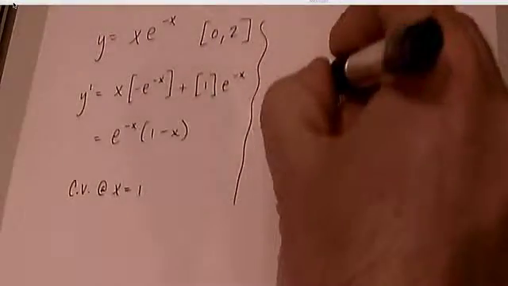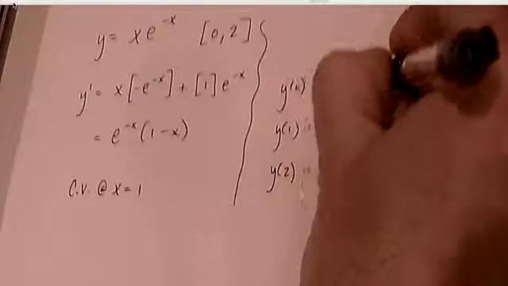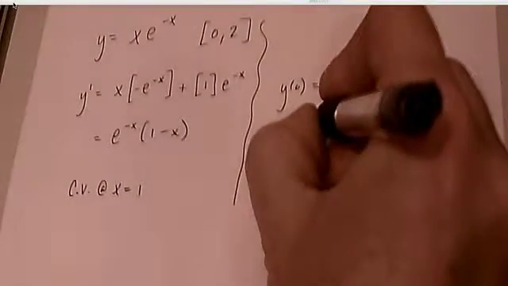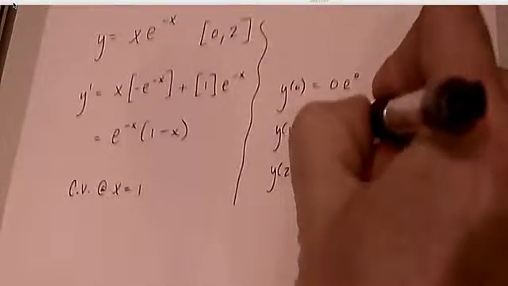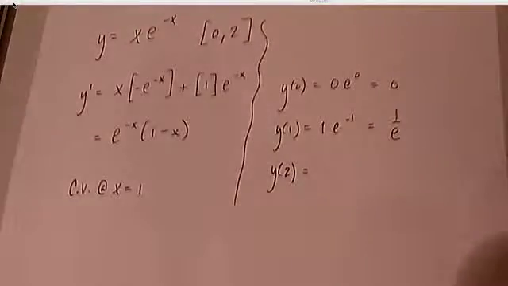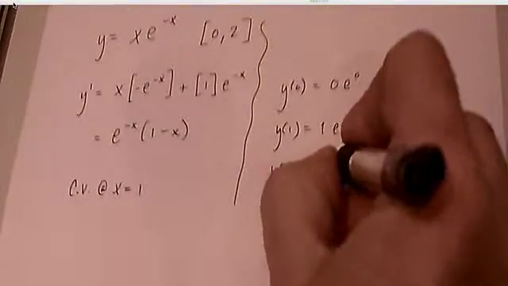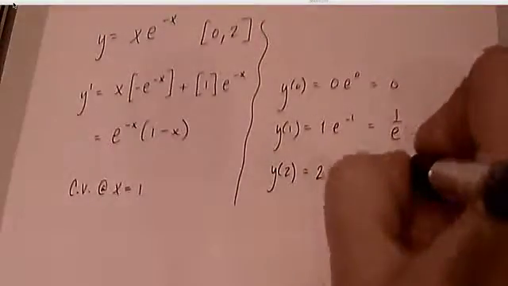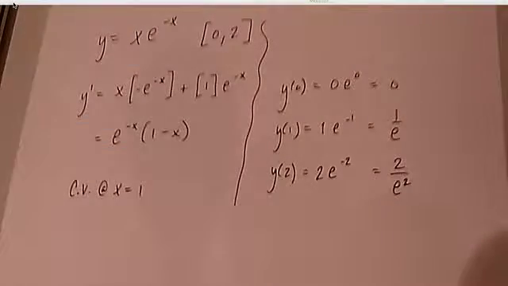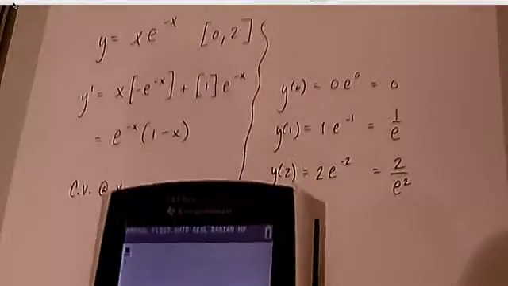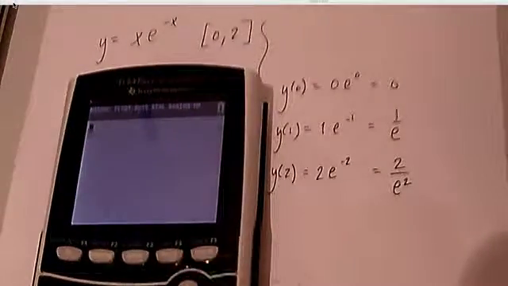So y of 0 is going to be 0 times e to the 0, or 0. This is going to be 1 times e to the negative 1, or 1 over e. This is going to be 2 times e to the negative 2, or 2 over e squared. Now, you may not remember what e squared is. It's about 7.4, but let's go ahead and remind ourselves what these values are.